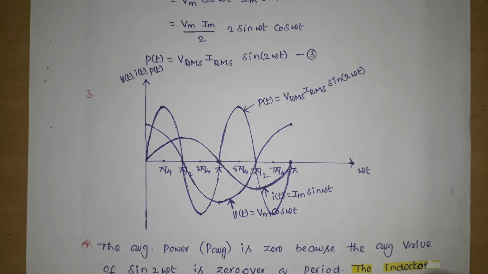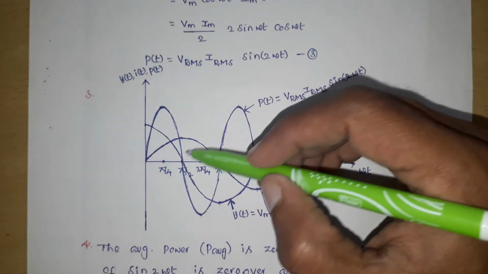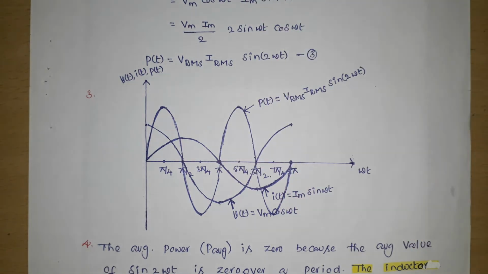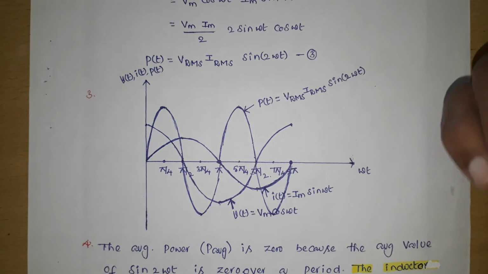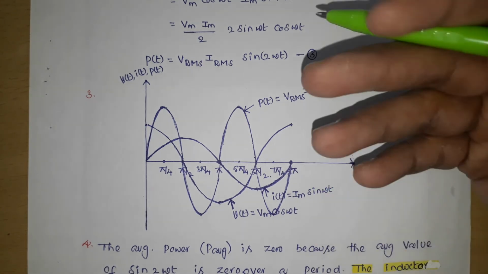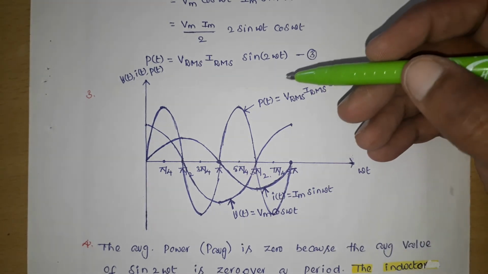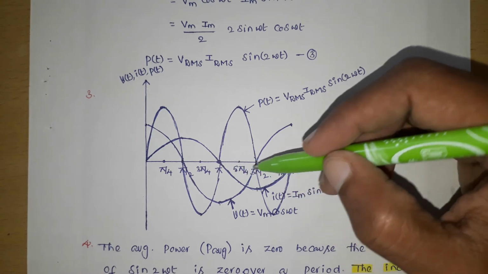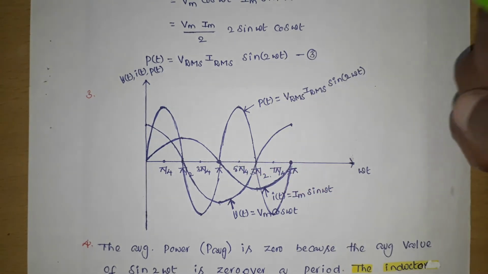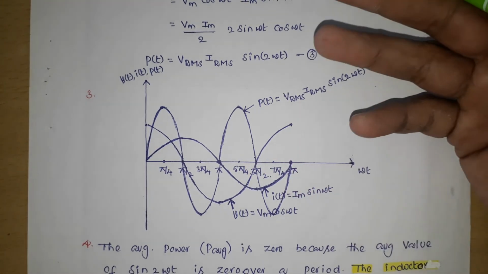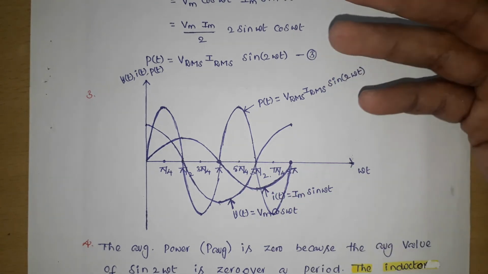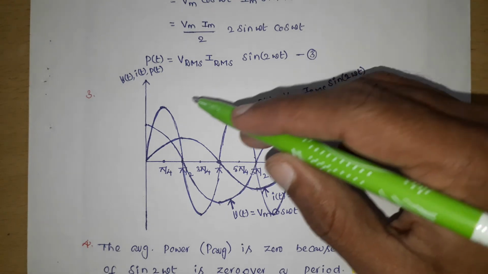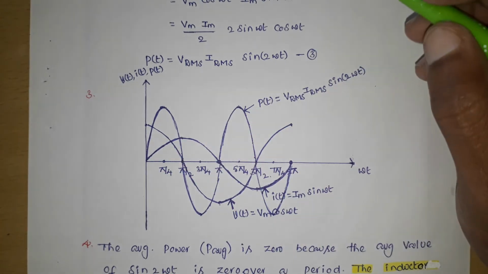During the positive area, when the power is positive, the inductor is consuming power from the voltage source. Negative power means whatever power was taken by the inductor is given back to the source again. So during one cycle of the power, it takes power from the source and gives the same power back to the source. That's why the net power consumed by the inductor is 0.